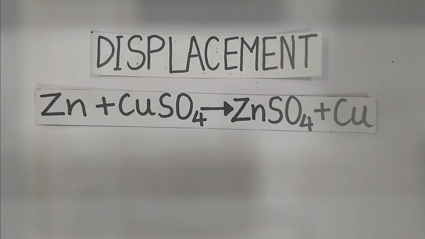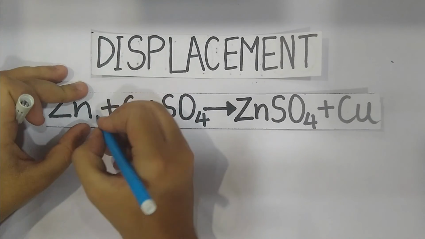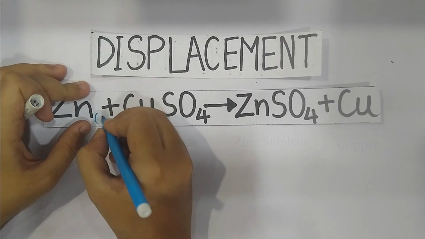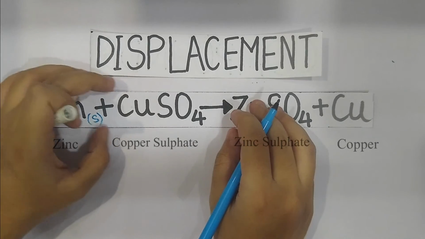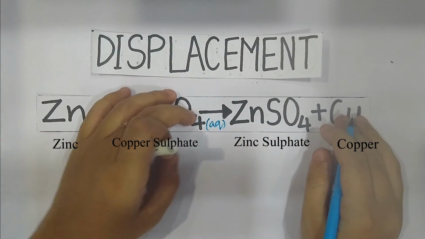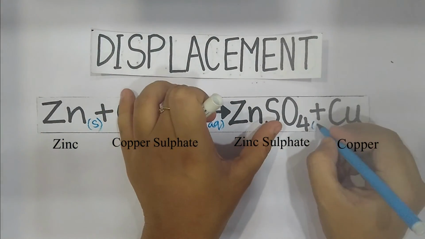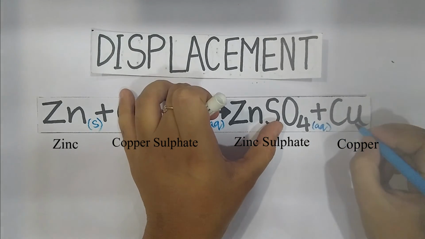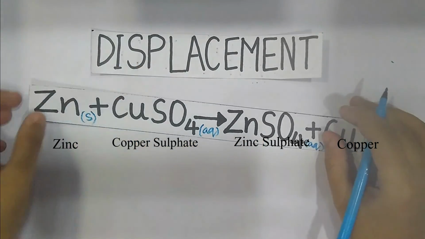Now we have another example where zinc reacts with copper sulfate to give us ZnSO4 plus Cu. Let us write the state of every element. Zinc would be solid, reacting with CuSO4, which is aqueous. Then ZnSO4, which would also be aqueous, and Cu, which is left out, will be solid.